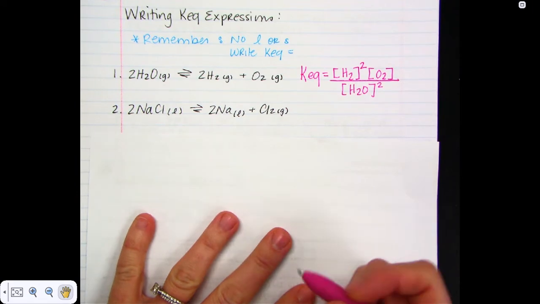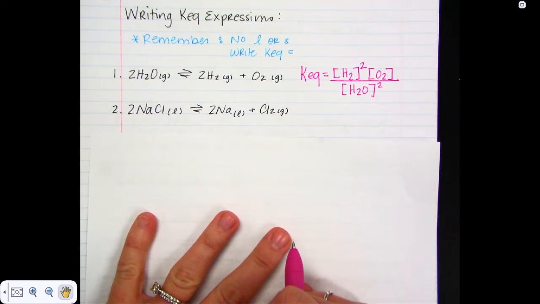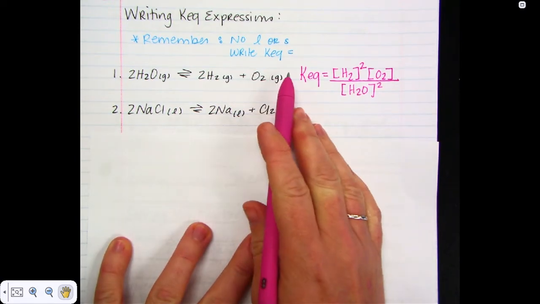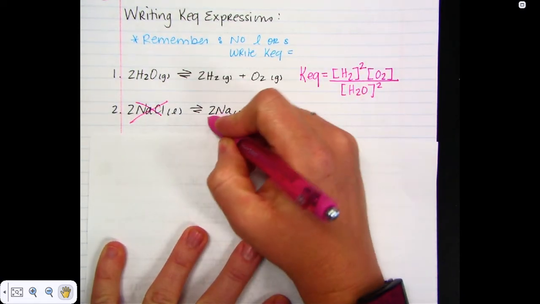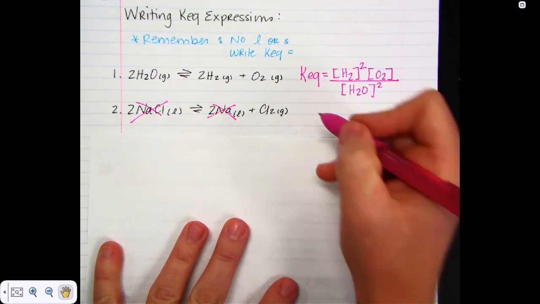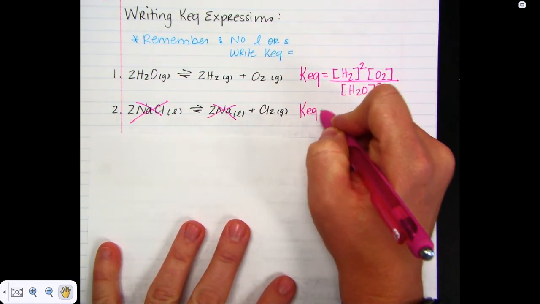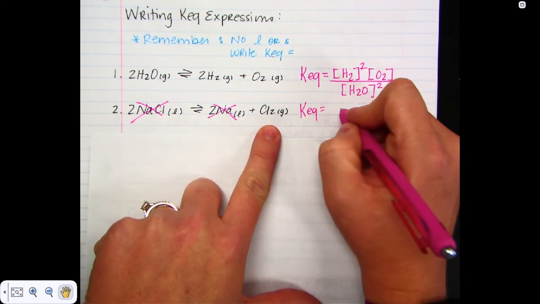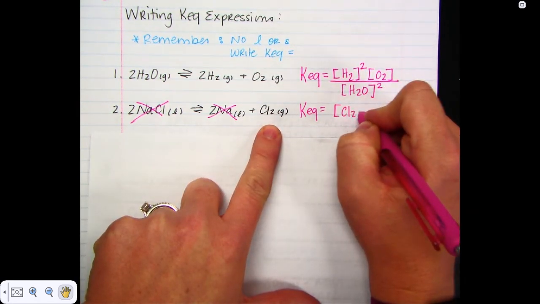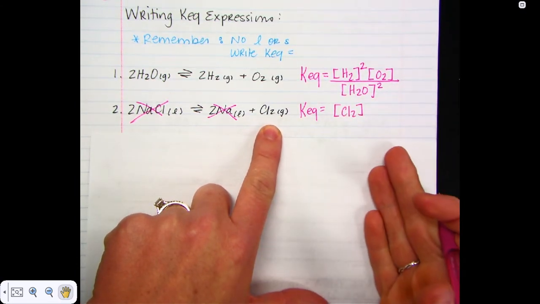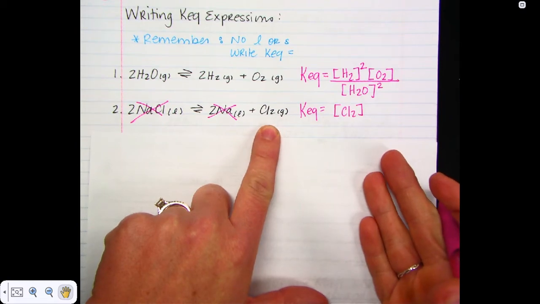So 2NaCl liquid yields, an irreversible reaction, 2Na liquid and Cl2 gas. Well, no solids, no liquids. So get rid of this, get rid of that. What do I have? I only have the Cl2 gas. So Keq: is my Cl2 a product or reactant? It's a product. So that means I'm going to have that as Cl2. Now I can do this as Cl2 over 1, but it's unnecessary. I know that it's over 1 when I just read it this way.